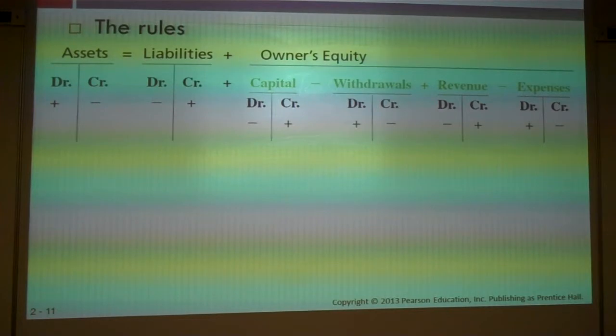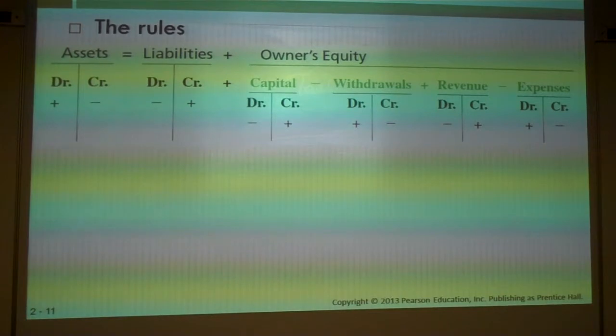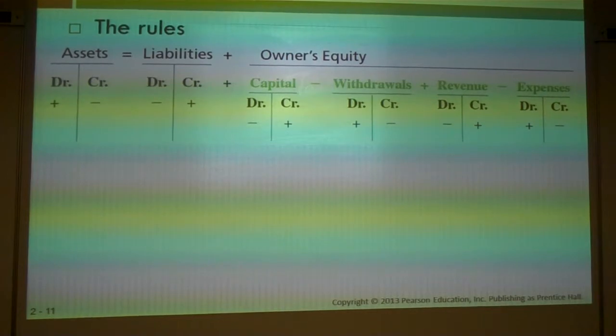Capital has a normal balance on the credit side. Withdrawals have a normal balance on the debit side. Revenue has a normal balance on the credit side. Expenses have a normal balance on the debit side. If you think about what happens with the capital account with the normal balance on the credit side, revenue does what to capital? Increase it or decrease it? Revenue takes capital up. Expenses does what to capital? Brings it down. So those balances, revenue and expenses, work with the capital account.